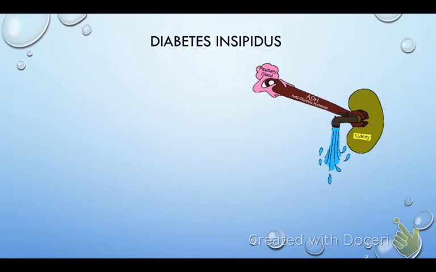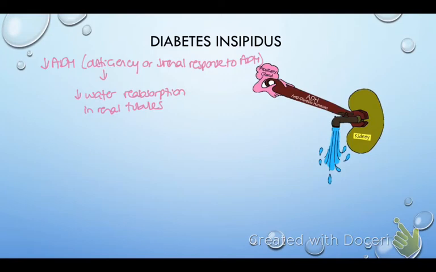The opposite is DI, diabetes insipidus, which has nothing to do with diabetes. This is too little ADH. So either we have too little, there's an actual deficiency, or the kidneys aren't responding to what ADH we have for whatever reason. So no water is getting reabsorbed in the renal tubules. So volume intravascularly is dropping.